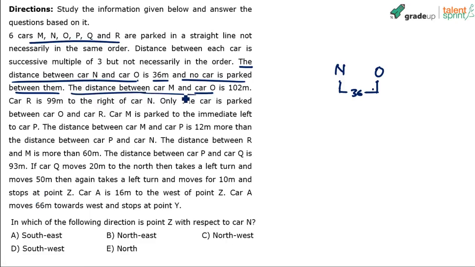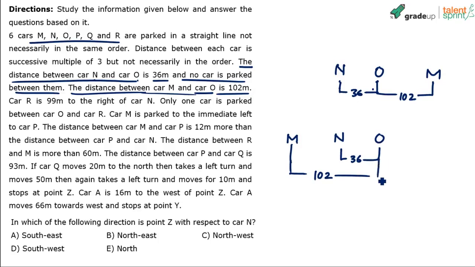If we take up the next point, it says the distance between M and O is 102. So I'll duplicate this arrangement that we have done so far. N and O, the distance between these two is 36. Now M and O, 102 meters. Let's assume M is on the right hand side of O. So the distance between M and O is going to be 102 meters. But what if M is on the left hand side of O? It will come somewhere this side. The distance between M and O is 102 even in this case.